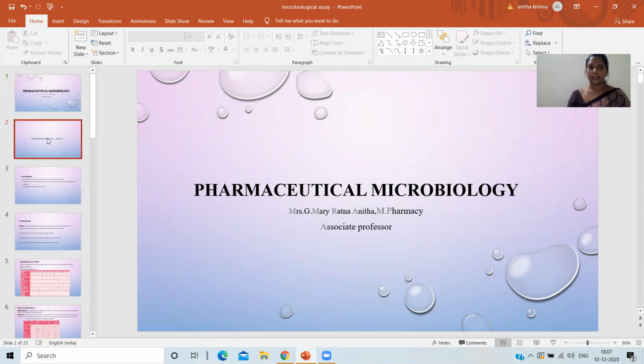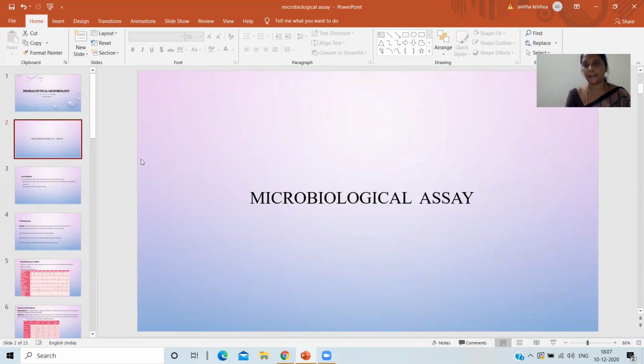The topic for today's class is microbiological assays. So before entering into the topic, let us see what the learning objectives of this topic are and what we are going to learn in this topic.